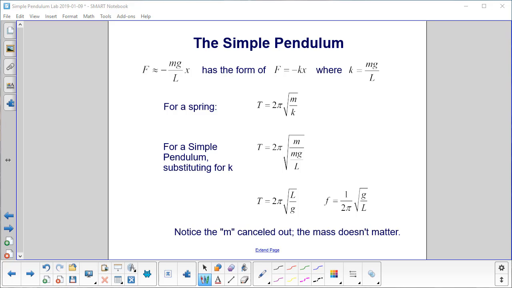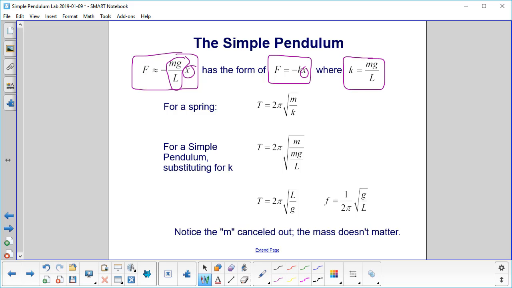Here is another great example of where math is really, really cool. We've got this for the mass spring oscillator, and we know that's simple harmonic motion. We now have this with the simple pendulum, where we did a little bit more mathematics to get to that result. Look at those two things. We have x, we have x. We have force, we have force. We can then say mathematically that this mg over L behaves exactly as k does.